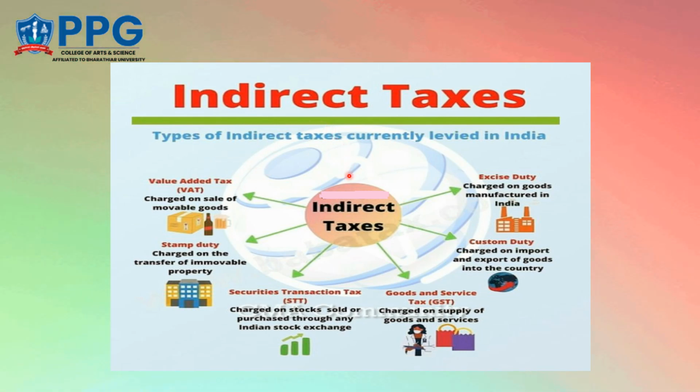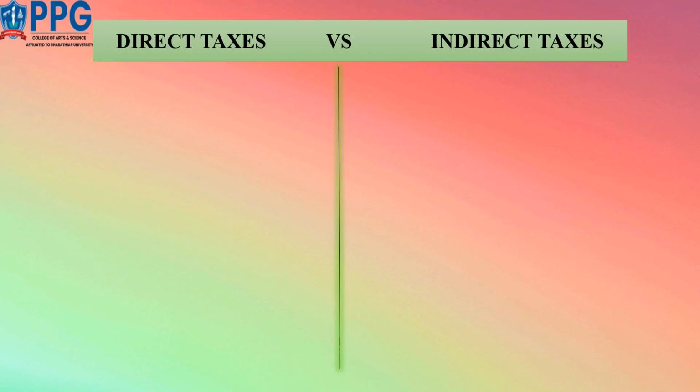The indirect taxes are further classified into excise duty charged on goods manufactured in India, custom duty charged on import and export of goods into the country, goods and service tax charged on supply of goods and services, securities transaction tax charged on stock sold or purchased through Indian Stock Exchange, stamp duty charged on the transfer of immovable property, value added tax charged on sale of movable goods.